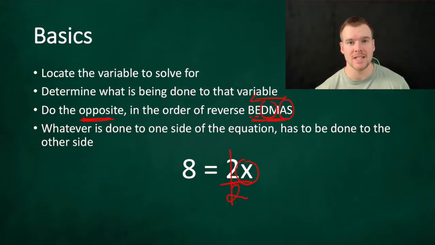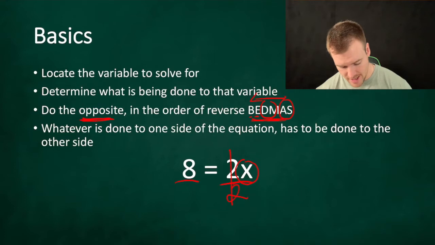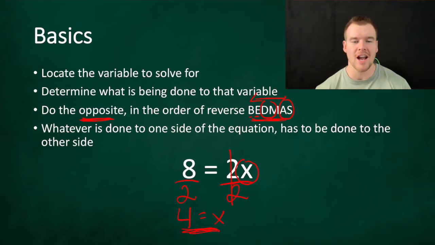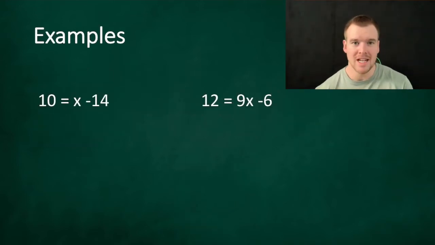Next, whatever is being done to one side of the equation has to be done to the other side of the equation as well. So if we divide by 2 on that side, we divide by 2 on this side. 8 divided by 2 is 4. And 4 is equal to x for our answer. Let's just apply that to a couple other examples. They'll be a little bit more tricky.